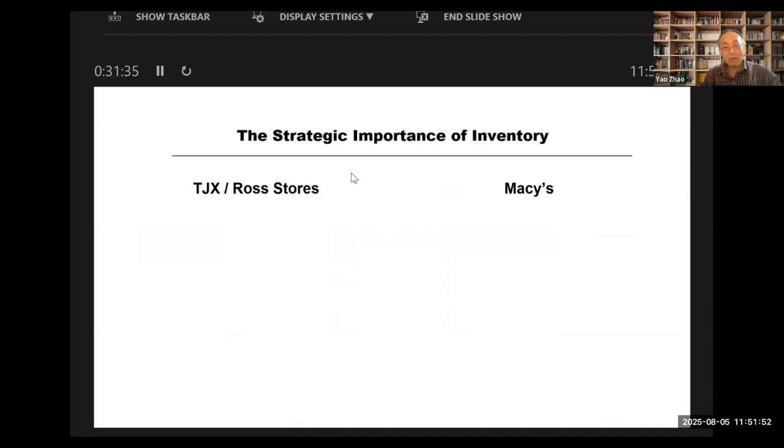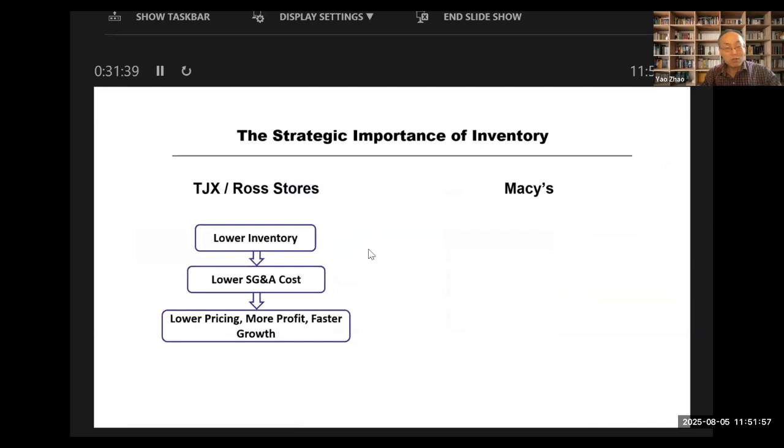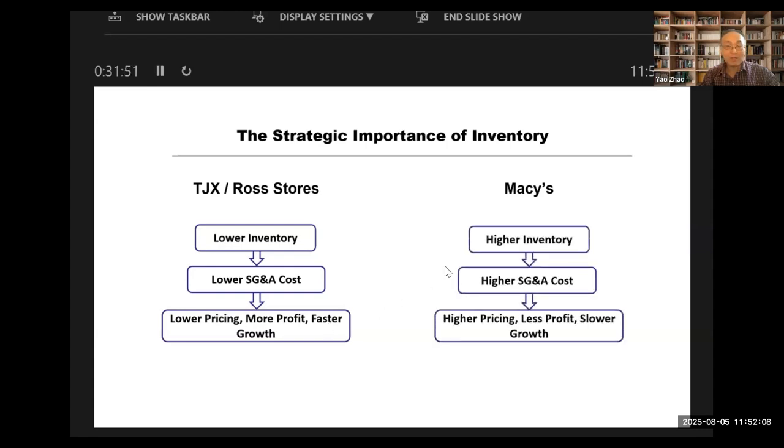So in summary, putting all these puzzle pieces together, we can see that TJX and Ross Stores have much lower inventory levels, which leads to lower SG&A cost. So they can reduce their price and also make more profit at the same time. And Macy's is the other way around. They have higher inventories and much higher SG&A cost, for which they have to charge a higher price. Even with a higher price, they make less profit. And of course, they have slower growth because of the high pricing.